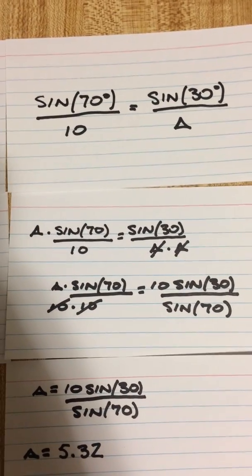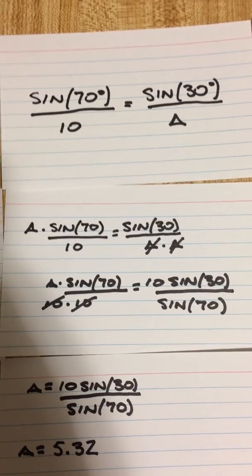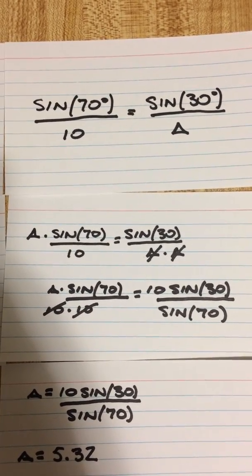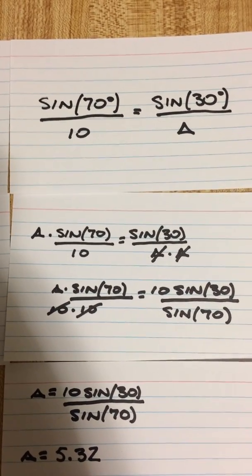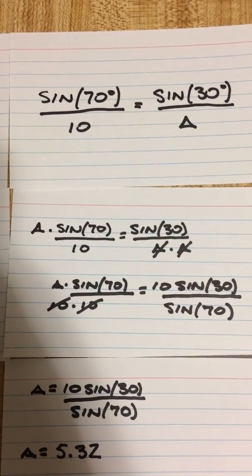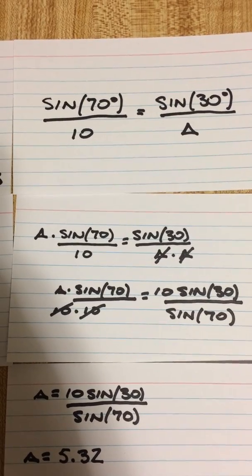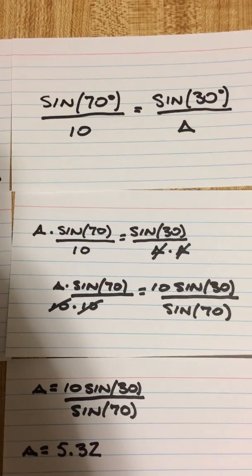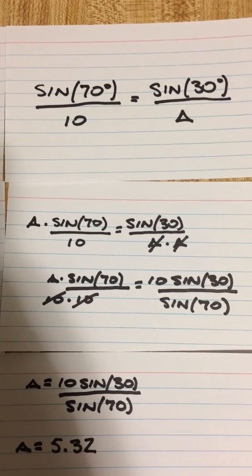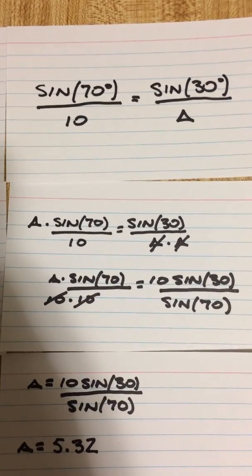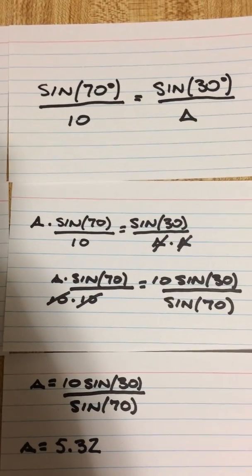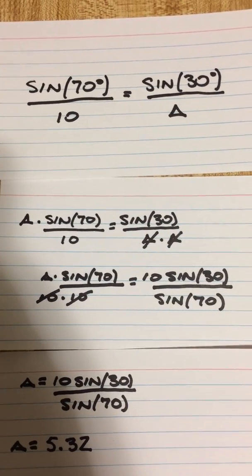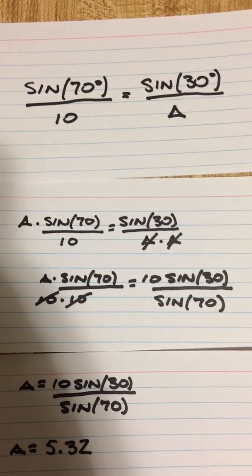In order to work this problem, we first want to isolate the A. So on the bottom, since it's a division, we're going to multiply, canceling each other out, and we're going to add it to the other side. So it's A times sine 70 over 10, equaling sine 30. In order to eliminate that 10, we're going to multiply it to the other side, which gives us 10 sine 30 over sine of 70.